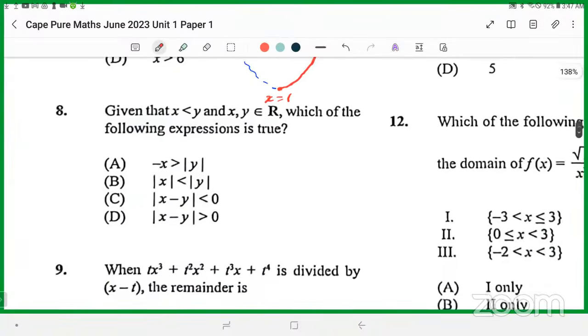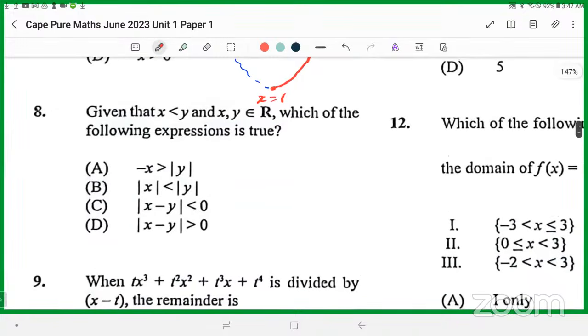That is it. Next part says, given that x is less than y, x and y are real numbers, which of the following expressions is true? And I look at it and know that this is the answer. Why? Because the modulus of an expression is always positive. So this has to be true regardless of the values of x and y. So this is the answer, because modulus will always be greater than 0. Because they're not the same, the difference will never be 0. That's why it will always be greater than 0.